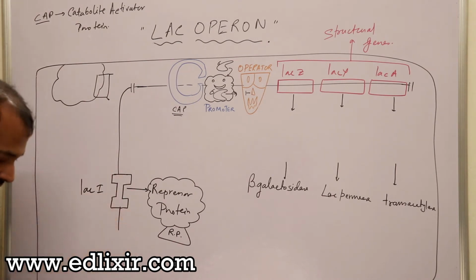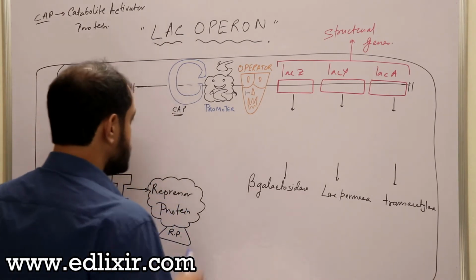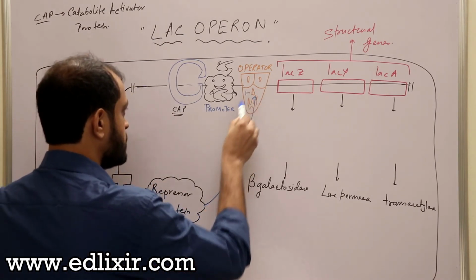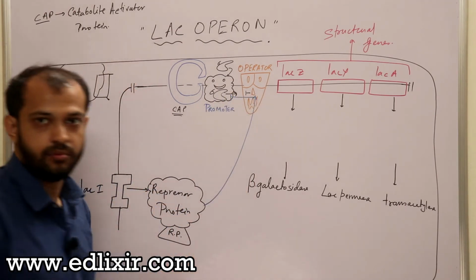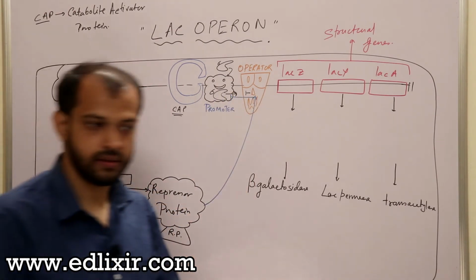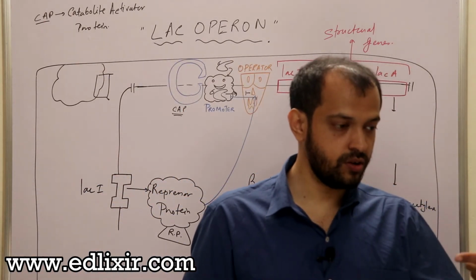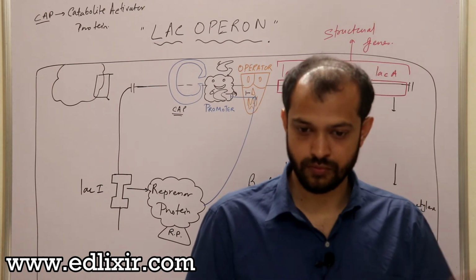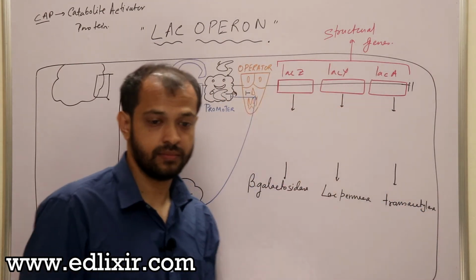This repressor protein actually sits in the operator region, and this repressor protein actually blocks RNA polymerase. And due to the inhibition by this repressor protein, RNA polymerase will not move further or move forward. Therefore, transcription of all these genes is halted.